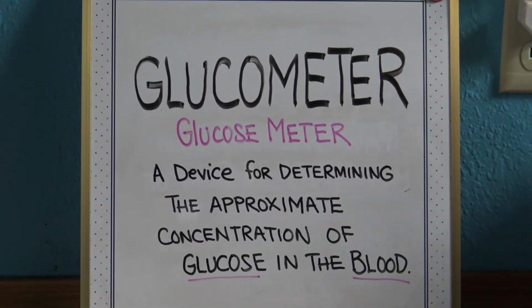Glucometer. The glucometer is a glucose meter. It's a device for determining the approximate concentration of glucose in the blood.